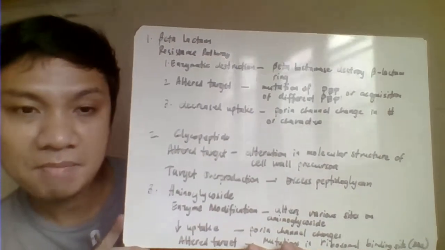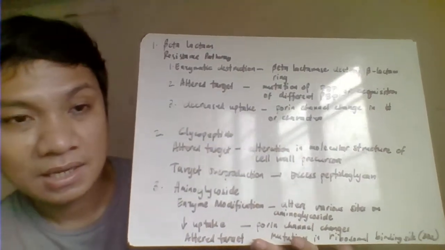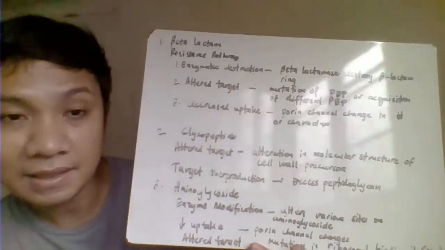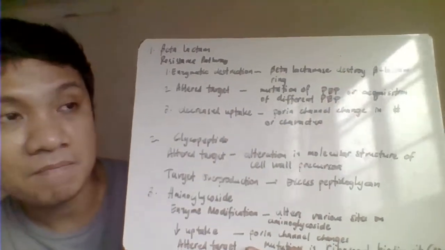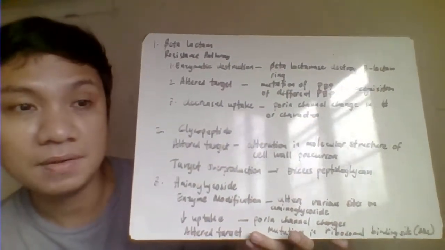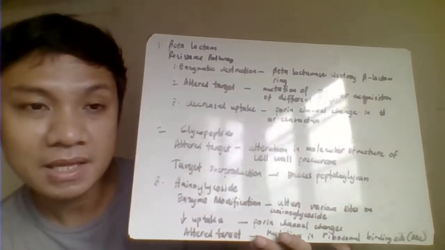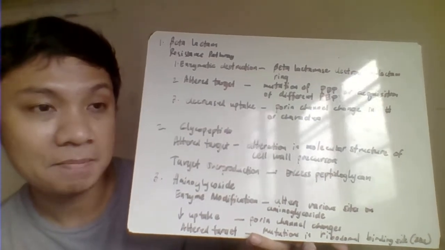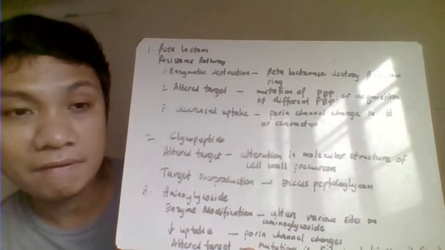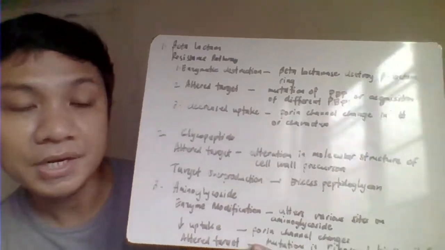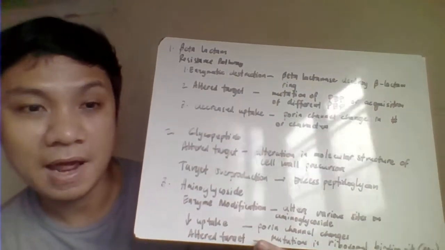Okay, we have your specific mechanisms of resistance of your different antibiotics against certain bacteria. Number one, beta-lactam. Some bacteria will not be affected by your beta-lactam antibiotics like your penicillin and cephalosporin because, number one, enzymatic destruction. Those bacteria contain the beta-lactamase enzyme that will degrade the beta-lactam ring of your antibiotics, of your penicillin, or even your cephalosporin.